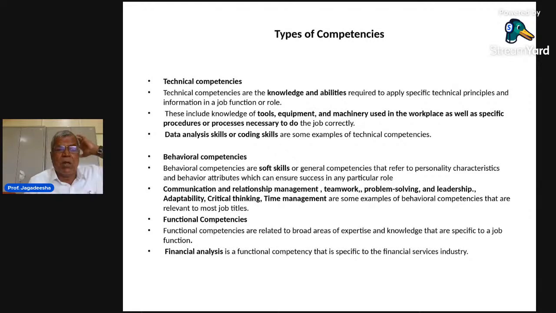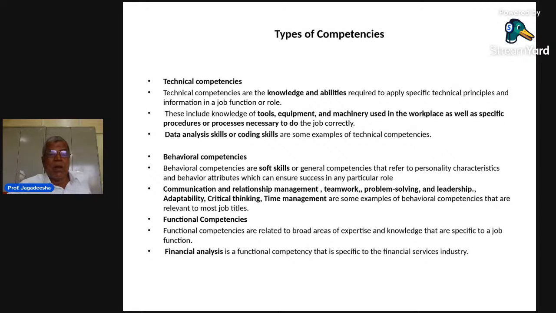Functional competencies. What do you mean by functional competency? Functional competency is about the job, a particular job, and a branch, or when you talk about the discipline, you can say the branch of study. Finance is a branch, human resource is a branch, marketing management is a branch, information technology is a branch, computer application is a branch, and various other things, including taxation, accounting, and many more.